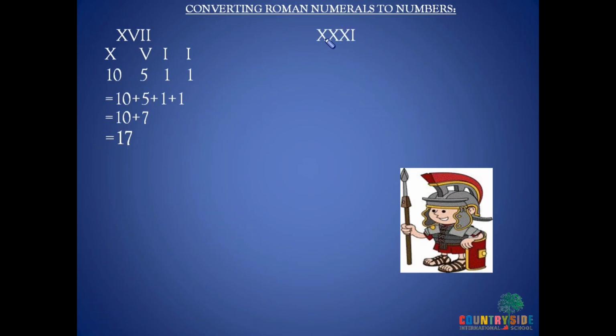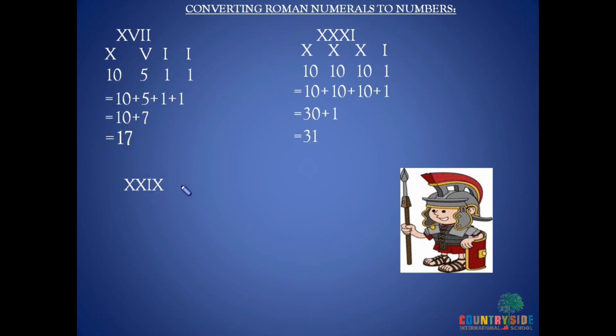The second question is X, X, and then again X and I. So I'll divide them as X for 10, X for 10, X for 10, and I for 1. So it will give me 30 plus 1, that is 31. Clear? The next question is, we will separate it and represent each symbol by its number.